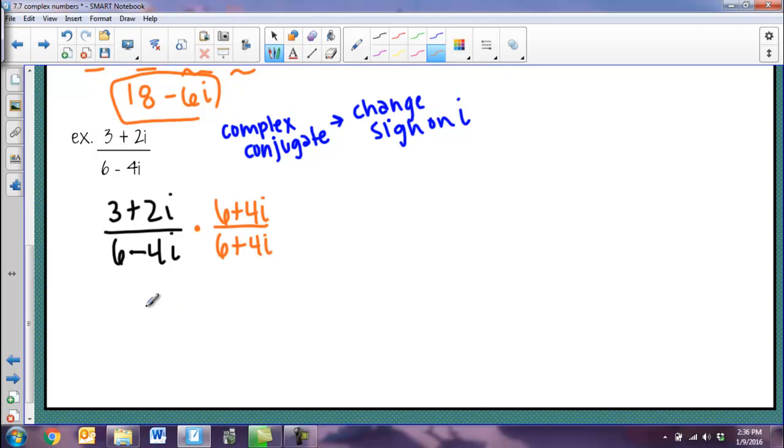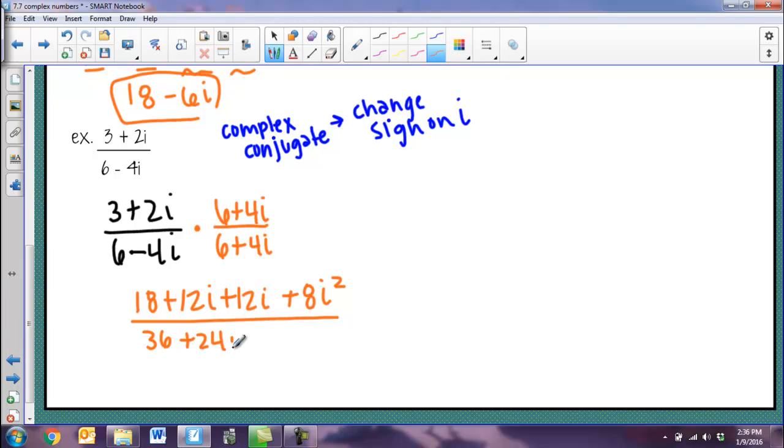Okay, and so if I FOIL this out, I'm going to get 18 on the top plus 12i plus 12i plus 8i squared. And if I FOIL on the bottom, I'm going to get 36 plus 24i minus 24i and then minus 16i squared. And so the cool thing about the conjugate, and we saw this when we were doing our proofs, is that this is going to make those guys cancel.